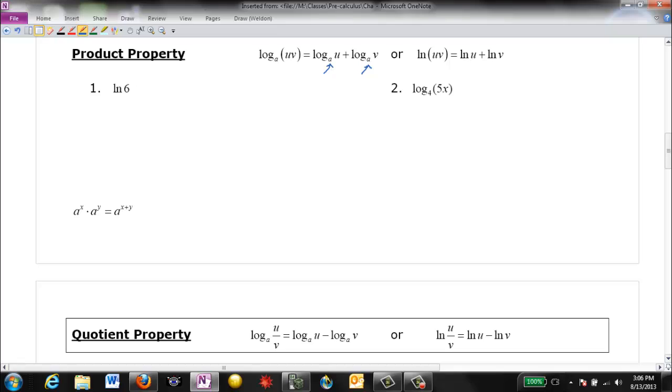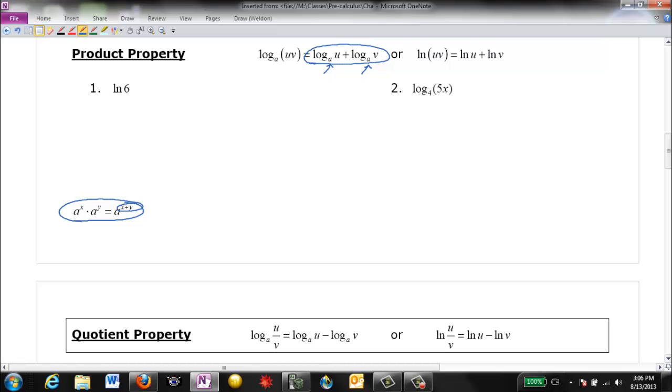So when we see a product of two numbers inside of a log, we can split that up into a sum of two logs. That kind of makes sense because if you think about your properties of exponents that you learned back in Algebra 2, when we have two exponentials being multiplied together with the same base, we add the exponents, right? And since a logarithm is just an exponent, we would expect to do the same thing with two logs.